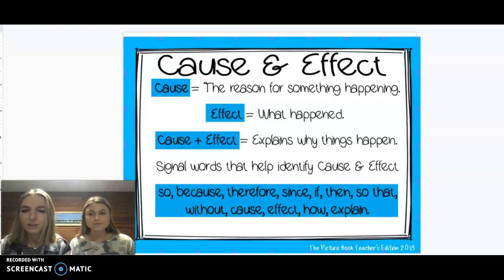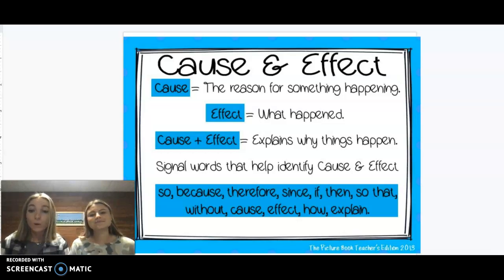So now we're going to learn a little bit more about what cause and effect actually mean. Cause is the reason for something happening. Effect is what happened. Cause plus effect explains why things happen. Single words like cause and effect help identify cause and effect as one big word together. Other words like this are so, because, therefore, since, if, then, so that, without, cause, effect, how, and explain.